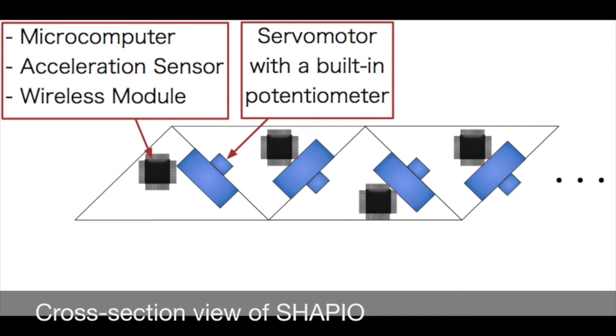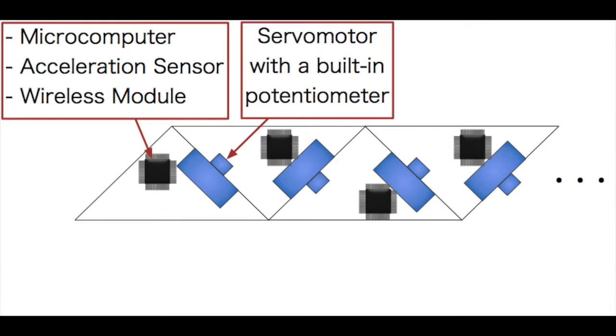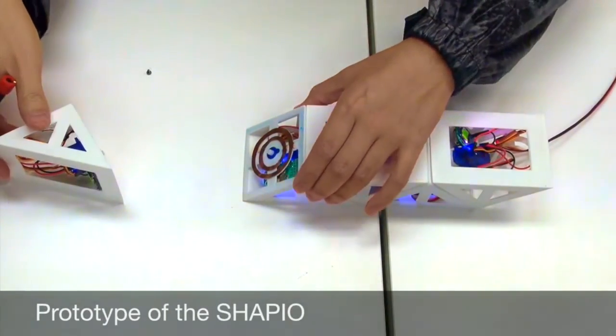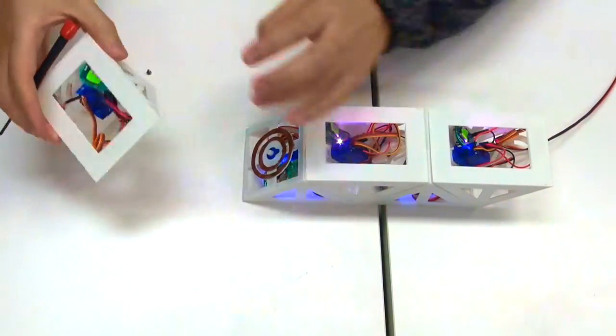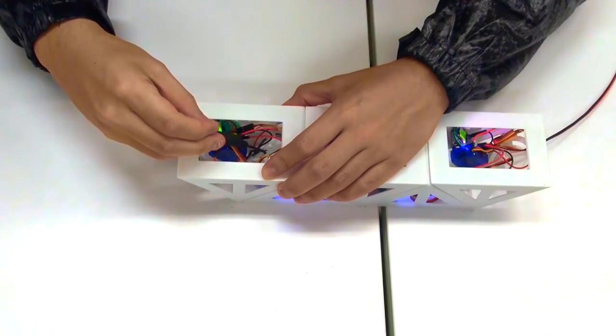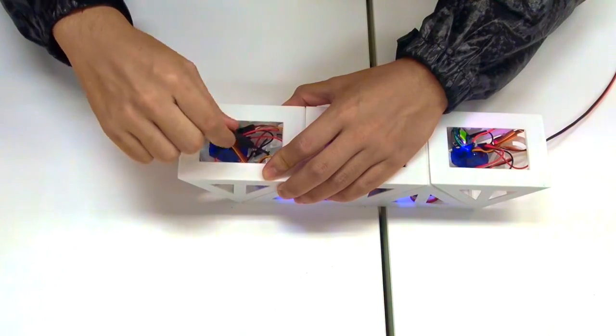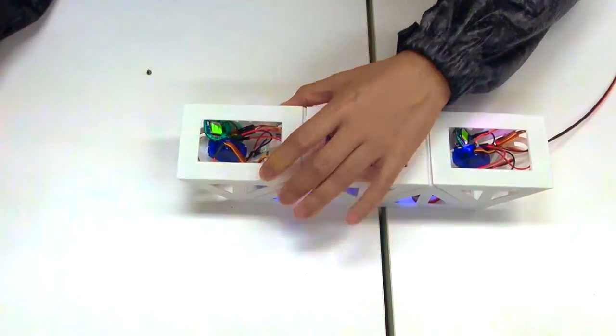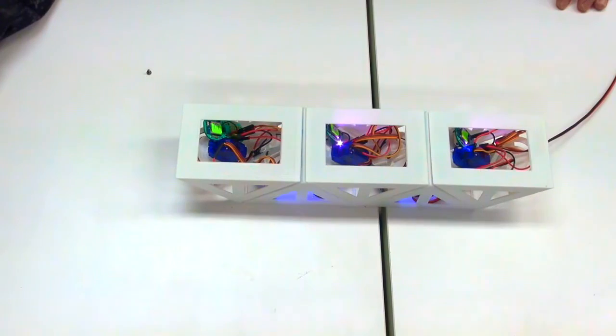SHAPIO consists of pieces that are right isosceles triangular prisms, and we can freely change its three-dimensional shape by twisting the prisms. Each piece of SHAPIO has an acceleration sensor and a microcomputer with wireless module. The pieces are connected by conductive copper rings and a servo motor. Each piece of SHAPIO is a module, and the module is powered by a power supply through conductive copper rings. The module sends a value of potentiometer and acceleration to an external computer through a wireless network.